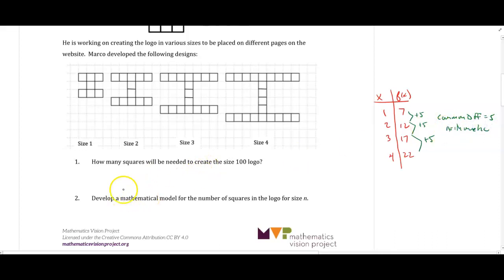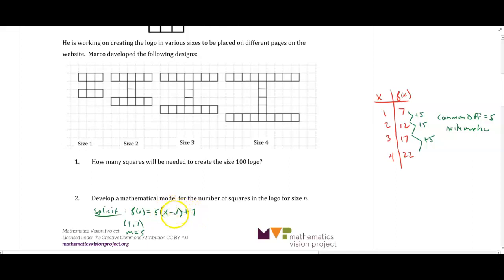And if it's arithmetic, let's answer number 2. Can we write the explicit rule for it? Yeah. The explicit rule for this would be, I'm going to take one of the ordered pairs, 1, 7. I know my slope m is the common difference, which is 5. So we're going to say f of x equals 5 times x minus 1 plus 7.